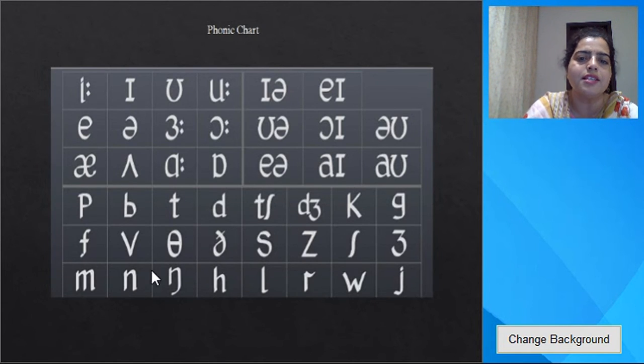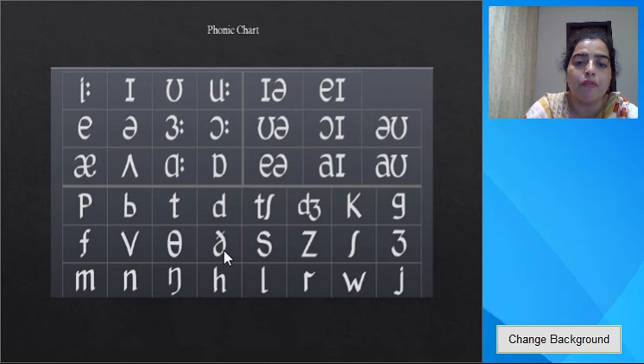Now, this is the chart. This is the phonic chart which you have to learn. For example, this is the symbol of E. This is a symbol of I. This is a symbol of Th. This is a symbol of The.